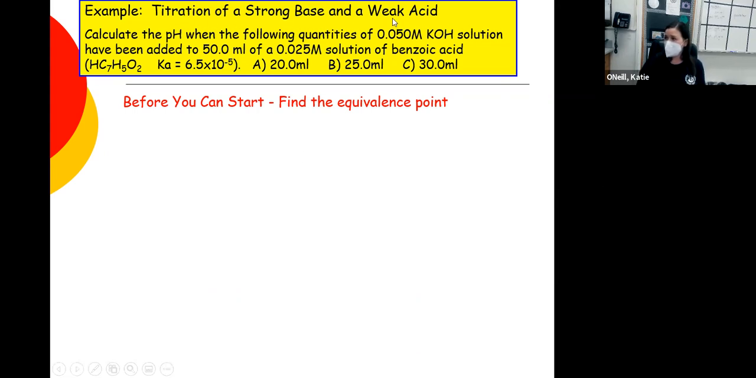Titration of strong base with weak acid. It's asking us to calculate the pH at different points. It gives the concentration of potassium hydroxide. It gives the concentration and volume of the benzoic acid, so this must be what's in the flask. We're trying to figure out our pH curve. We have the Ka given, and we're being asked to find the pH for 3 different volumes.